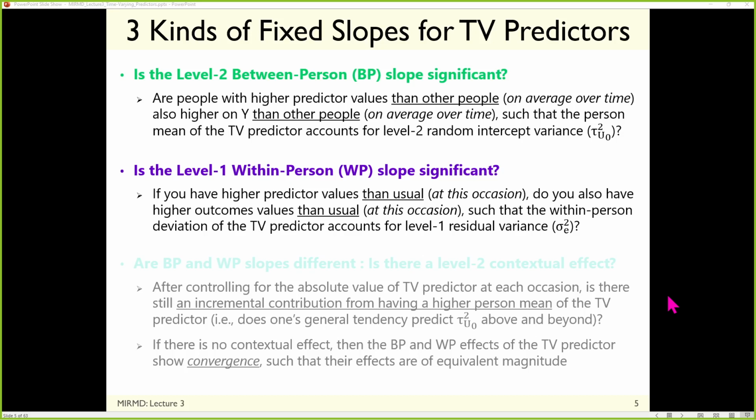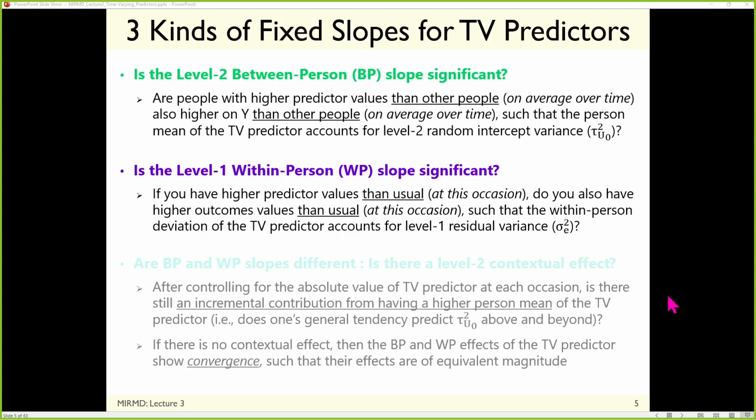So I've got 2 of these on here. The third is grayed out because we're going to talk about it subsequently. And I'm again using color to try and keep track of things. So green is going to be level 2 between person, purple is going to be level 1 within person.